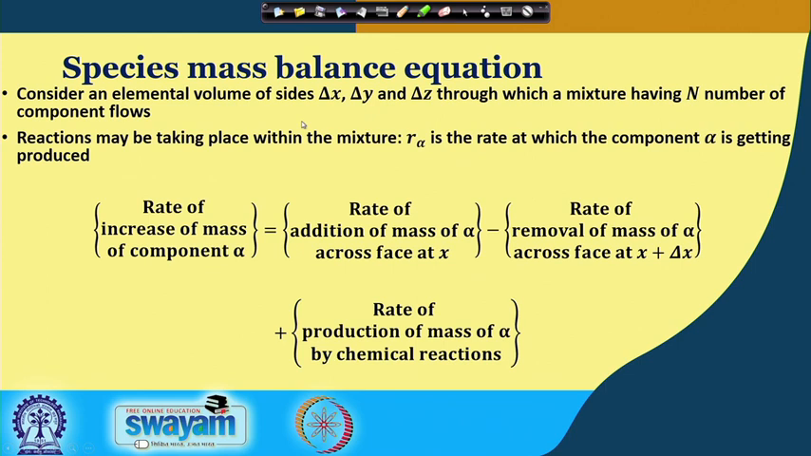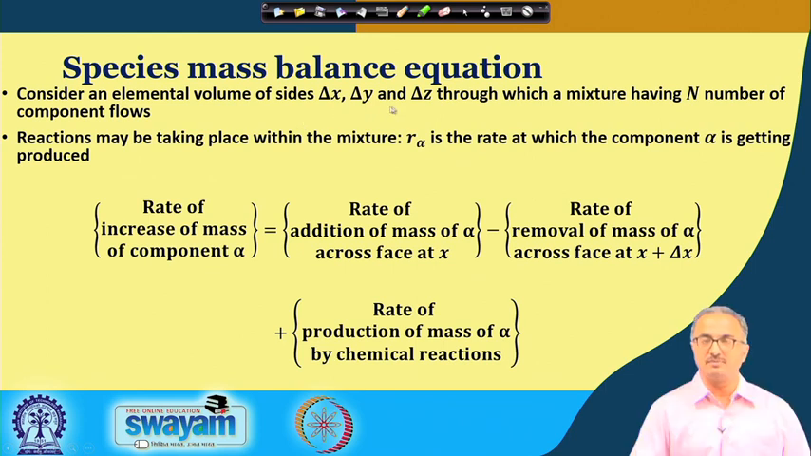In this case, as we have done previously, again we are doing the mass balance over the same control volume with delta x, delta y, delta z as the widths in the 3 directions. And here we are considering that there is some kind of reaction going on with respect to a species alpha. Now, we apply the mass conservation species by species. So, alpha is an arbitrary species we are talking about.